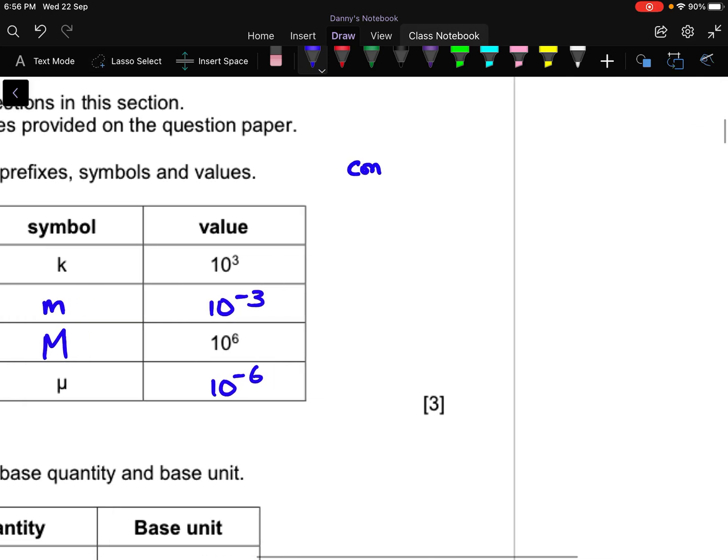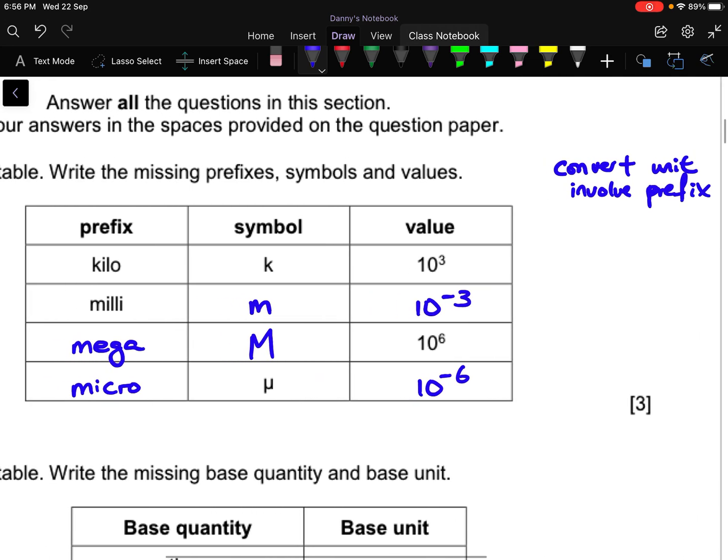So maybe I will just give you a crash course on how to convert units, especially when it involves prefixes. If you have forgotten what prefixes are, these are prefixes. For example, things that you are familiar with, km: this k is a prefix. If you have milligram, this milli is also a prefix. Milliseconds, nanoseconds, microseconds, all these are called prefixes. Prefixes are basically used to give you a sense of how big or small the object is.